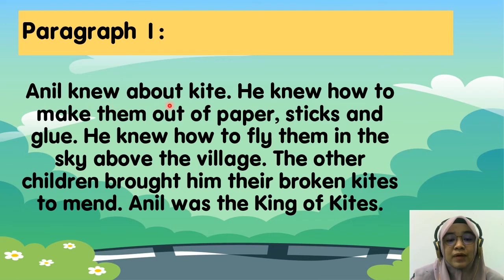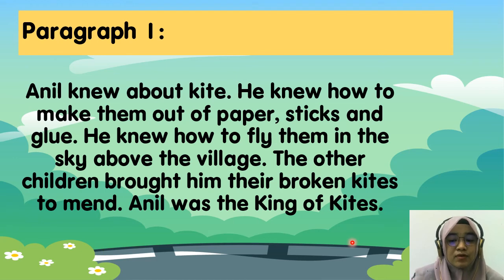Anil knew about kites. He knew how to make them out of paper, sticks, and glue. He knew how to fly them in the sky above the village. The other children brought him their broken kites to mend. Anil was the king of kites. Okay, class? That is how you read.